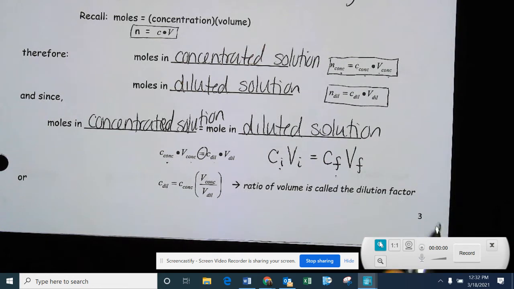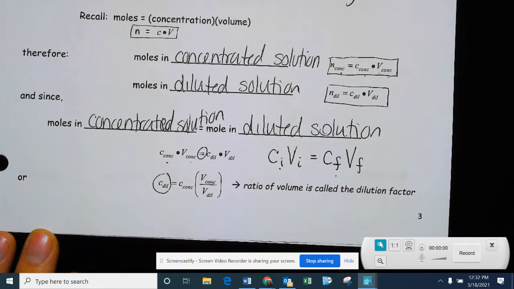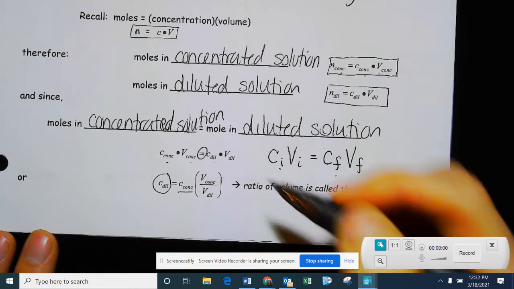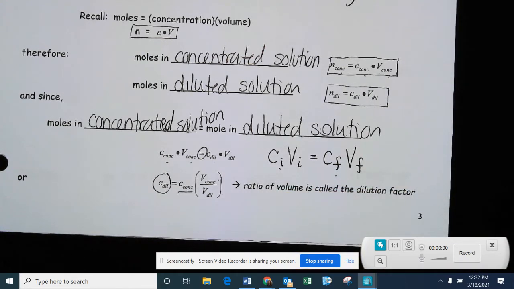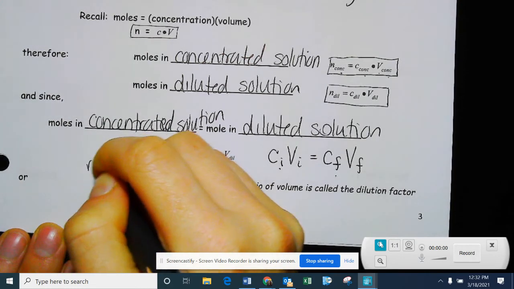This is the same as saying the concentration of our diluted solution is equal to the concentration of the concentrated one times the ratio of the volume before and after. So you can use this formula to figure out what the concentration of your new solution is. It's just this one rearranged.